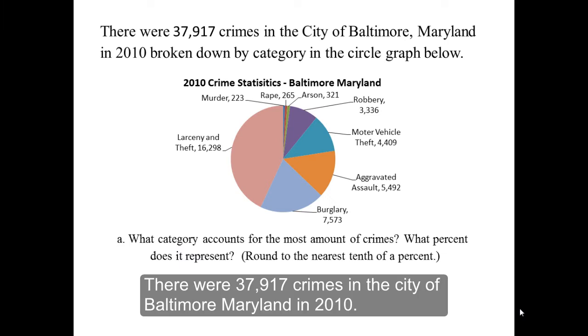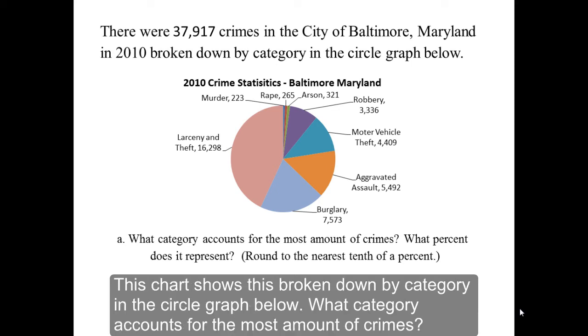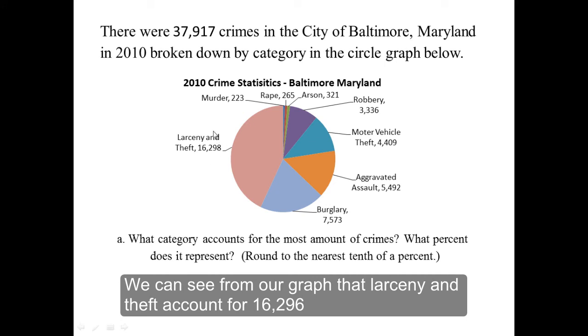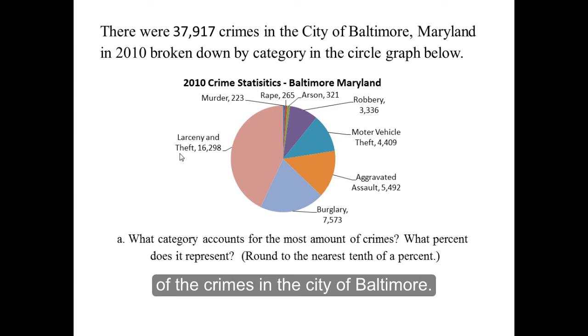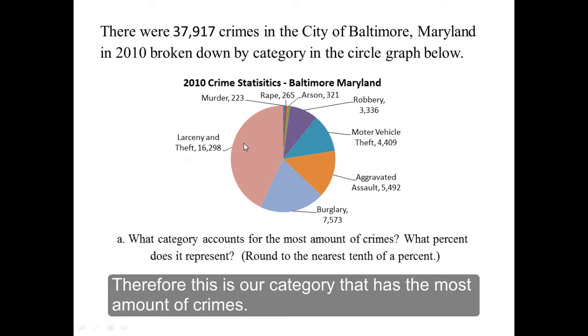There were 37,917 crimes in the city of Baltimore, Maryland in 2010. This chart shows this broken down by category in the circle graph below. What category accounts for the most amount of crimes? We can see from our graph that larceny and theft account for 16,298 of the crimes in the city of Baltimore. Therefore, this is our category that has the most amount of crimes.